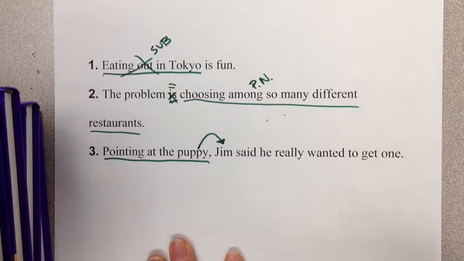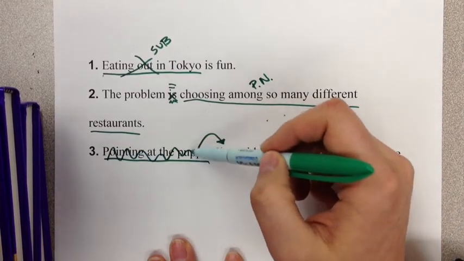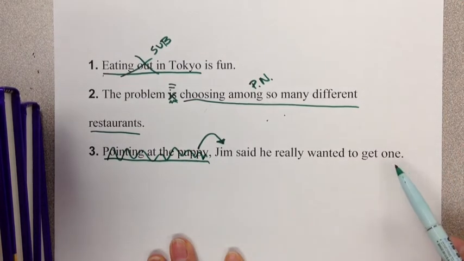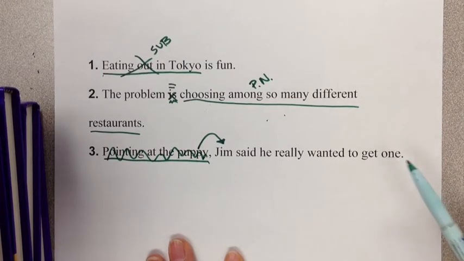If you want, you could try to use my technique. Let's try to delete it and see if the sentence works. Jim said he really wanted to get one. And although this is a little vague because we don't know what the puppy is, we no longer have the antecedent for the word one, it does still function. The sentence would still work if we knew what one is. So they're even trying to trick you into where my technique doesn't seem to work very well, but it still does.